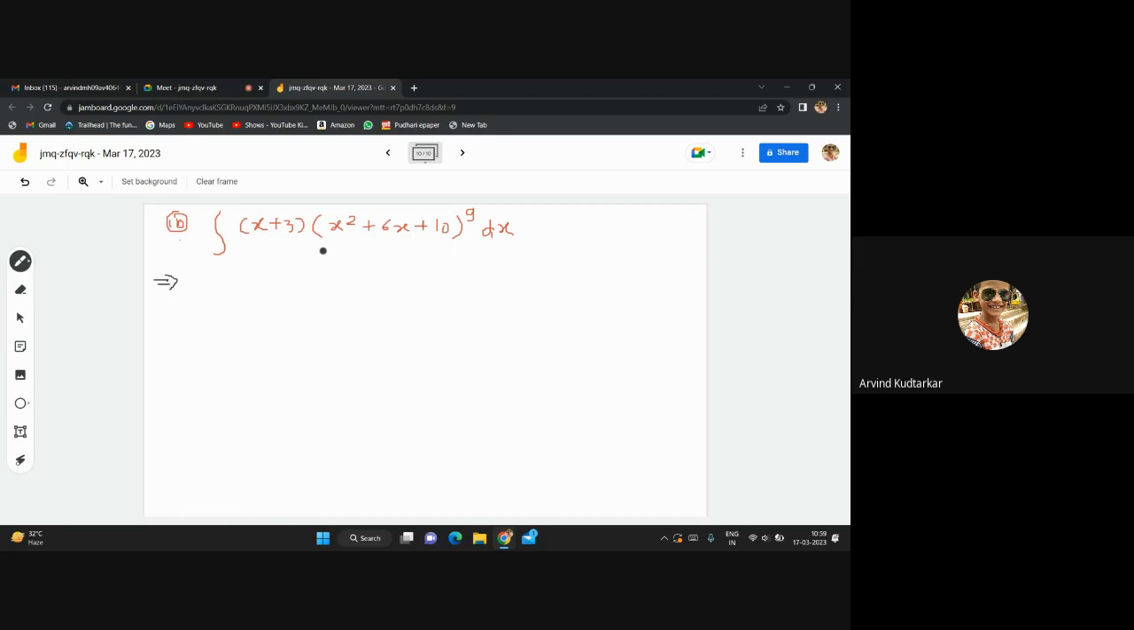And what is that substitution? Differentiating on both sides, the differential will be 2x plus 6, and the differential of the constant is 0, that is equal to dt, and it is written in the form of 2 times x plus 3 into dt.